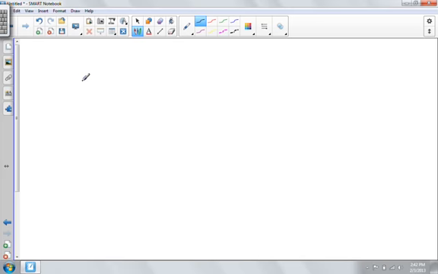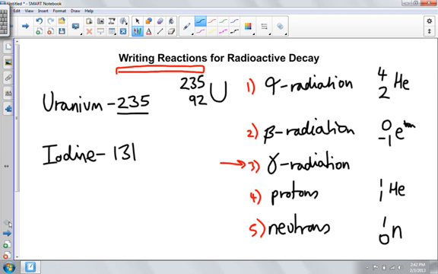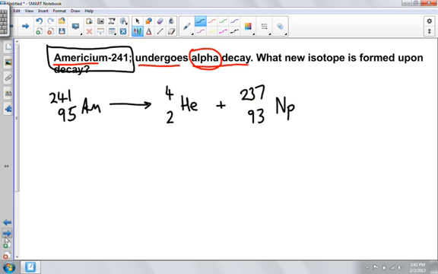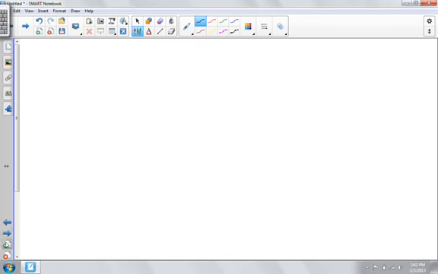What if you had cobalt? Cobalt 60. This is an element that does undergo decay, but a different sort of decay. This undergoes beta emissions, so it doesn't produce helium nuclei. Beta decay, if you saw on the first slide here, is the production of electrons, with 0 and minus 1 being those numbers here. And again, all we've got to do is match the numbers up.